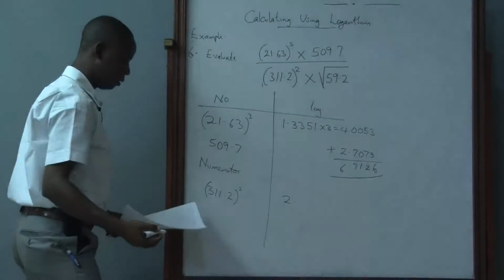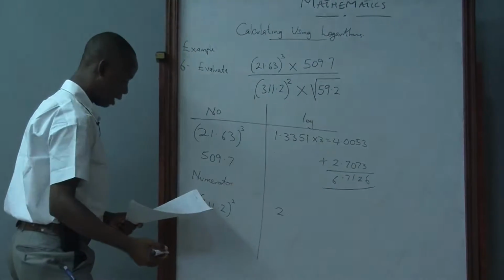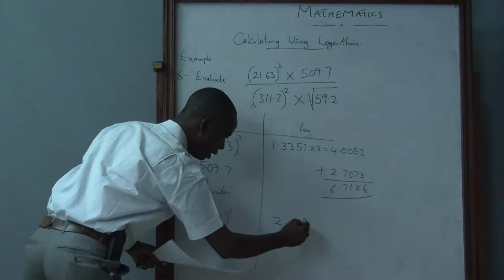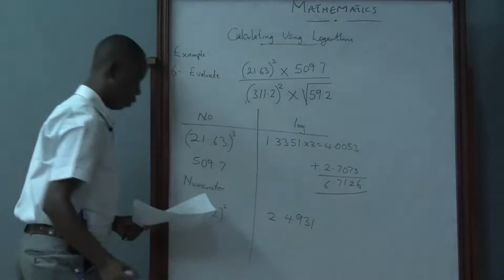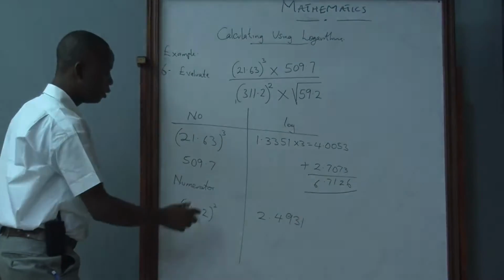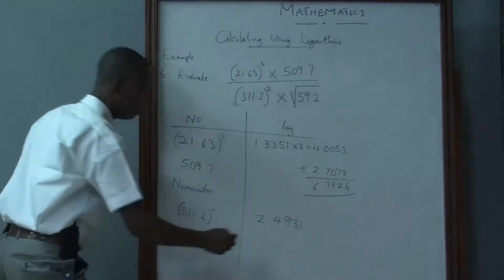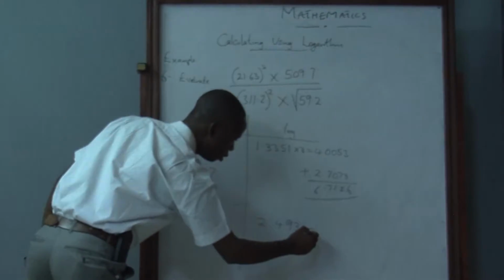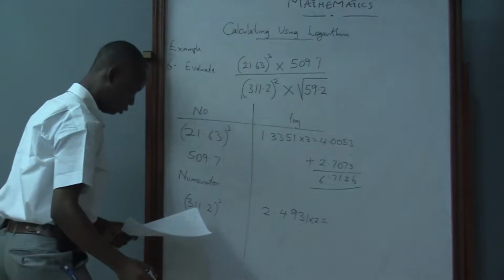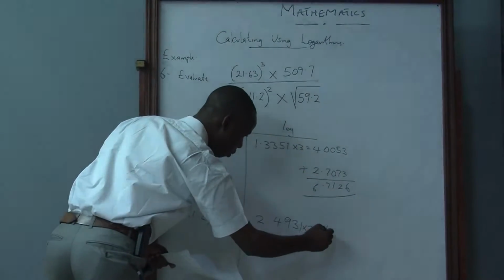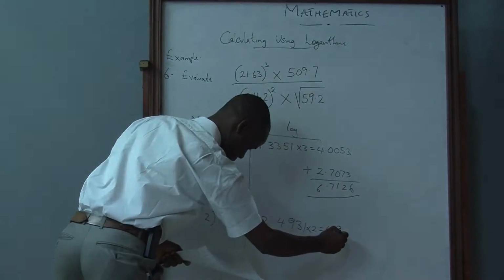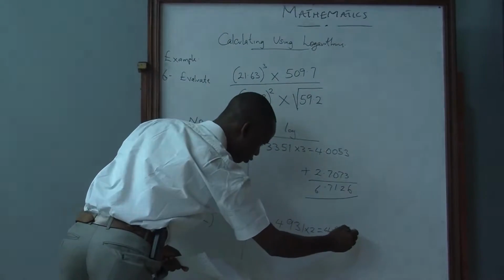Then the matrix we have for that is 4931. To fulfill the power here, we just multiply this by 2, and that equals 4.9862.